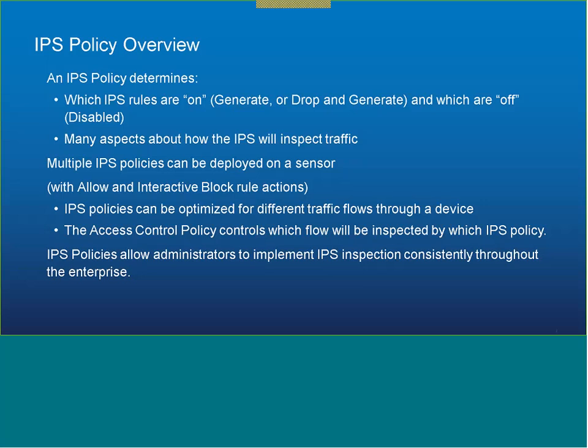Within an access control policy, you can have several intrusion policies mapped, one per access control policy rule. So if you have a rule that says allow or interactive block as a rule action, then you can have an intrusion policy for that specific rule. Obviously, if the rule action is set to block, then there's no inspection because we're blocking that traffic from a firewall perspective. So we'll go through and review the different IPS policies.